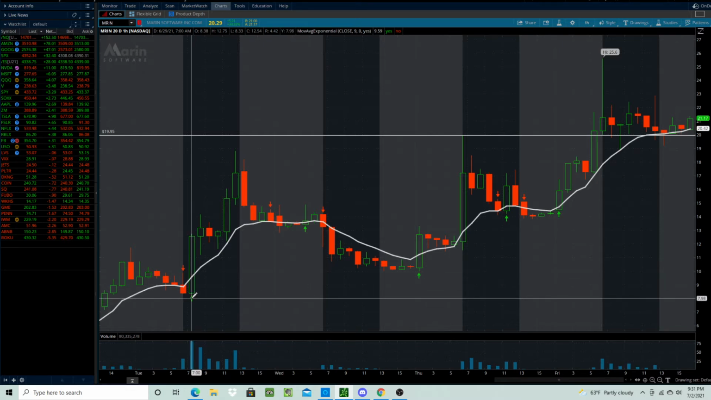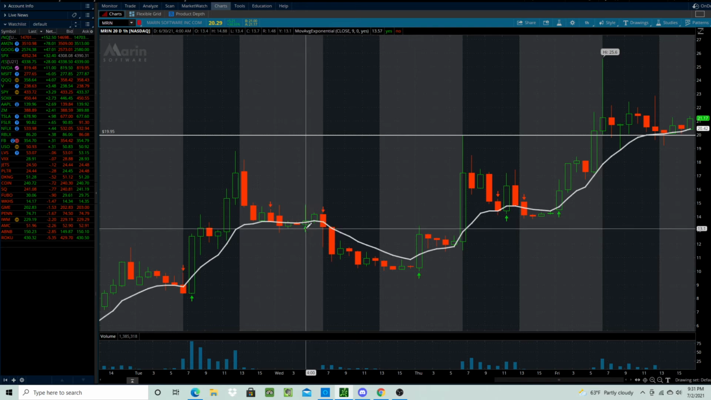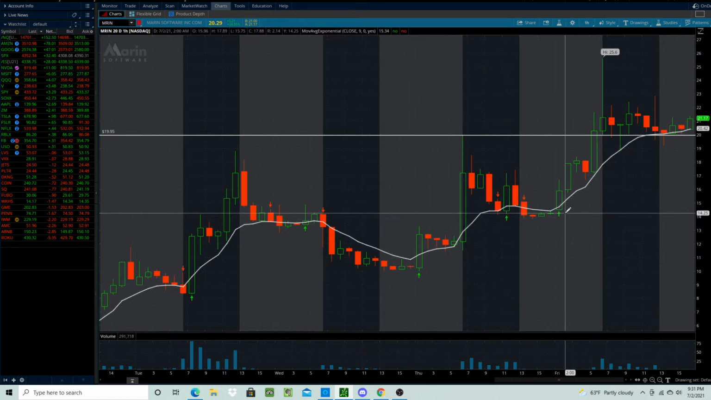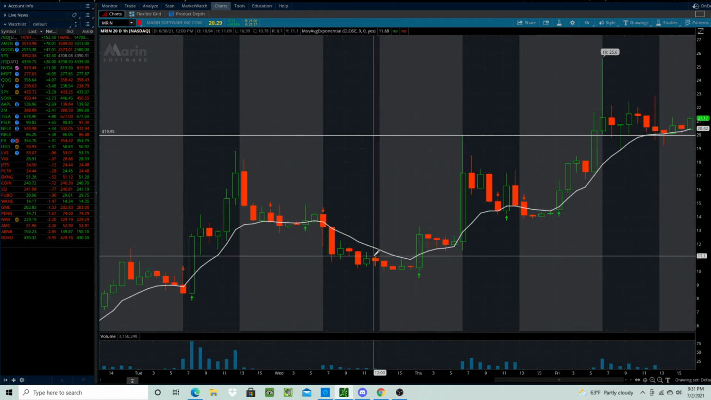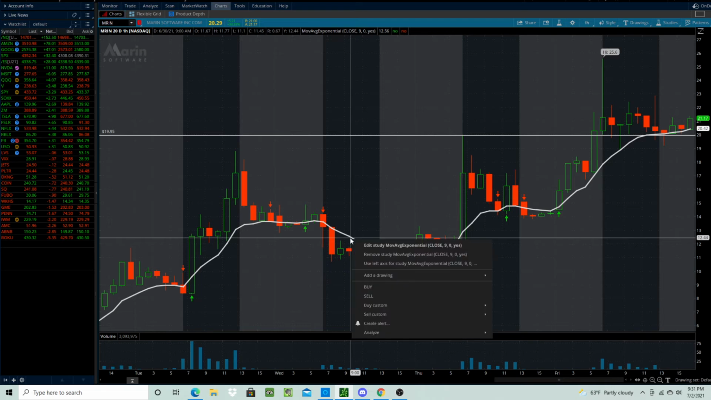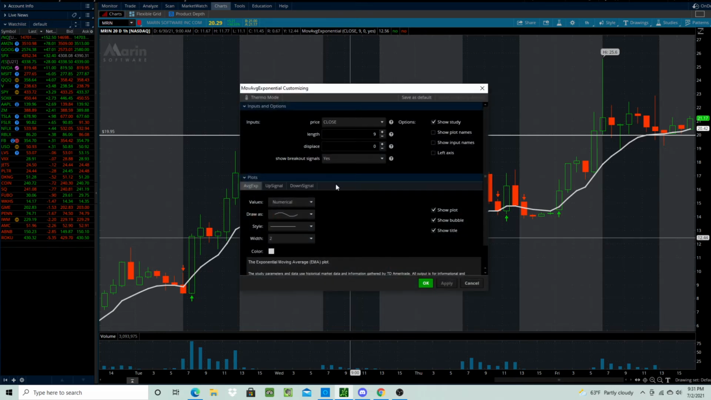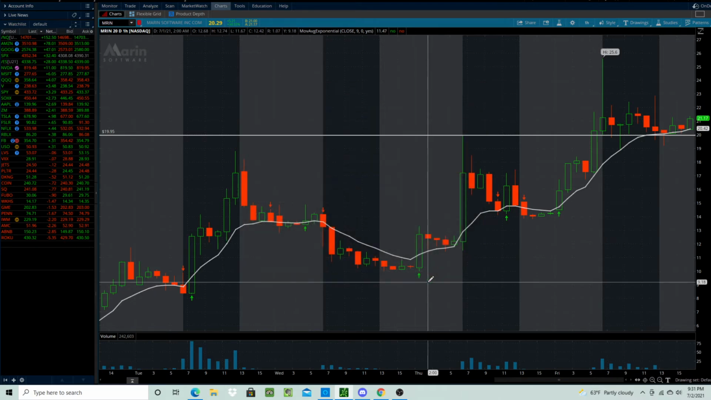You'll see this little green arrow here. You'll see a green arrow here. You'll see a green arrow here, here, here, and so forth. I use Thinkorswim. Basically, to do that, all you need to do is right click on your 9 EMA, go to edit study, show breakout signals. Yes, click OK. You're done.